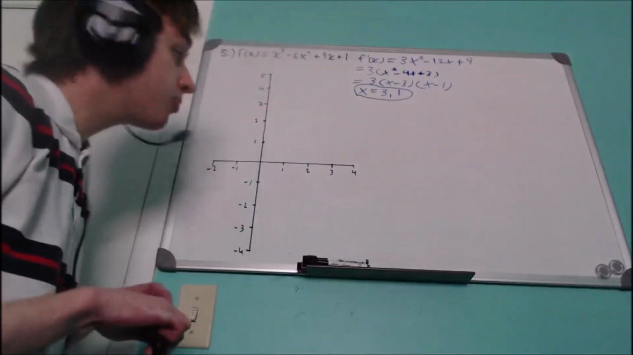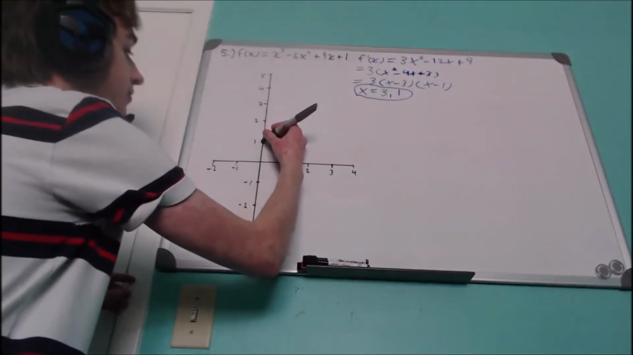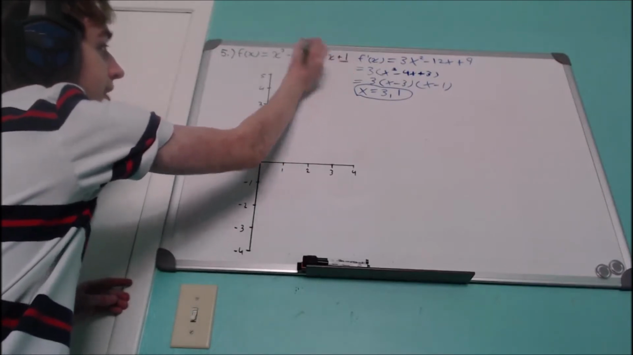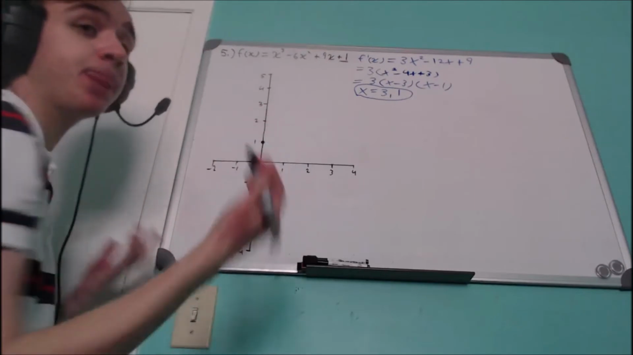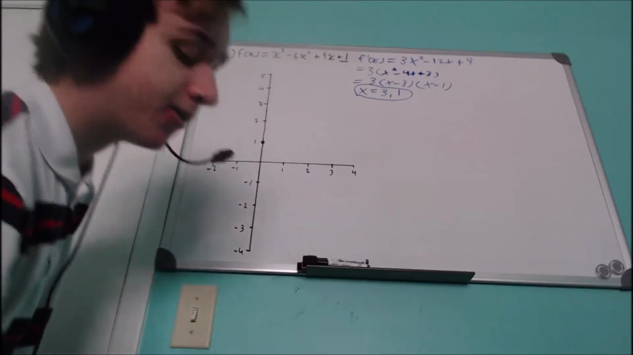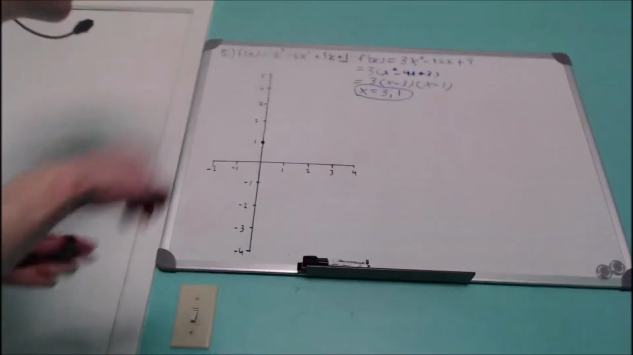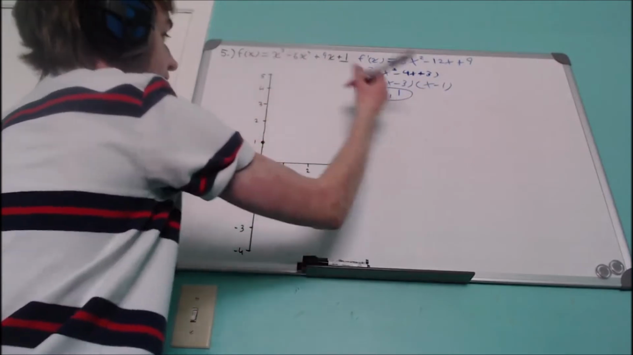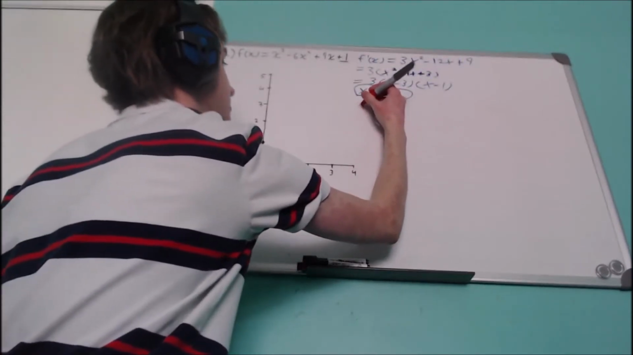We already know one coordinate will be at 1 here, right? Because this is our y intercept. That's always the y intercept. So we already have 1. Now we're going to find some other y coordinates. We're going to take these two and sub them into f of x. So let's do 3 first.